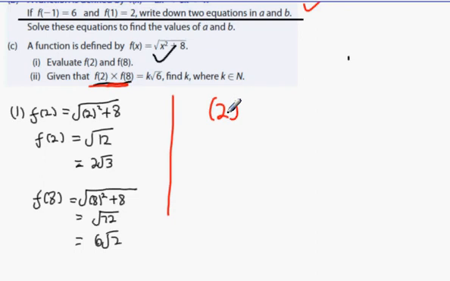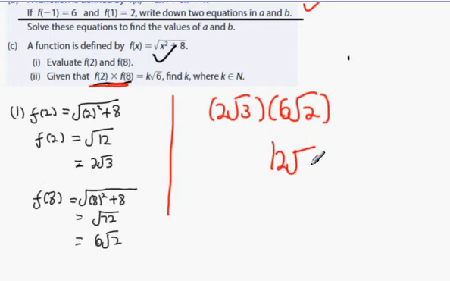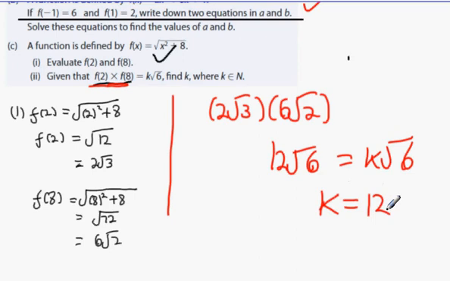We're going to get 2 root 3 multiplied by 6 root 2. What's that in your calculator? Is it 12 root 6? Yeah? This equals 12 root 6. 12 root 6 equals k root 6. What's k equal to? 12. How many people got that out? It's impressive, lads. Well done. It's a tough question.